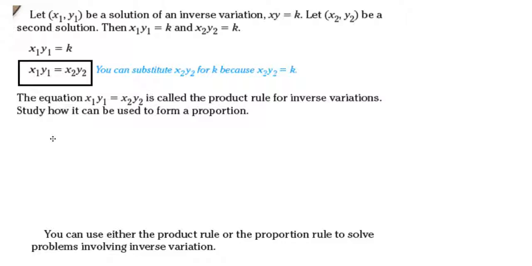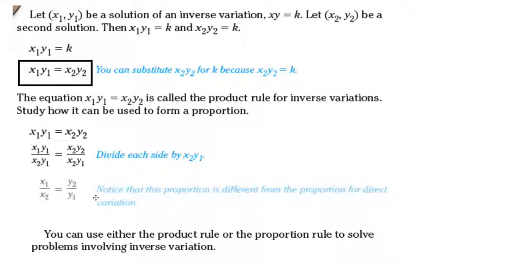Now let's see how we can use this to create proportions. Let's divide both sides of that equation by x sub 2 y sub 1, because they are all solutions, and then we simplify. Let me restate that: we end up with x sub 1 over x sub 2 is equal to y sub 2 over y sub 1.